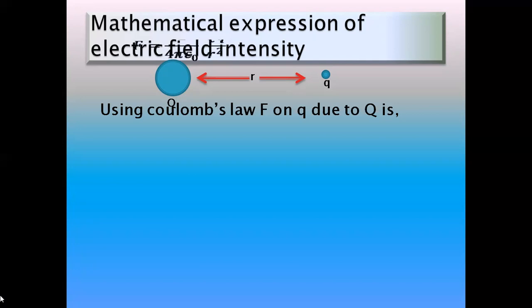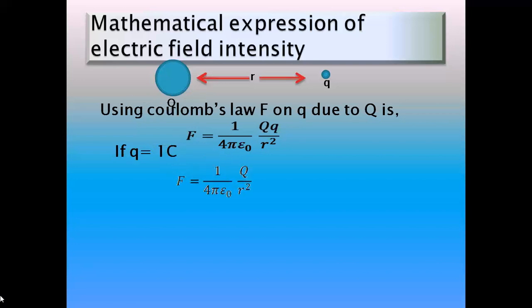F is equal to 1 by 4 pi epsilon 0 Q q divided by r square. In the original equation, we have 1 by 4 pi epsilon 0 q1 q2 by r square. Here, in place of q1 and q2, we have capital Q and small q. Then if the test charge q is equal to 1 coulomb, we can rearrange the equation as F is equal to 1 by 4 pi epsilon 0 Q by r square.